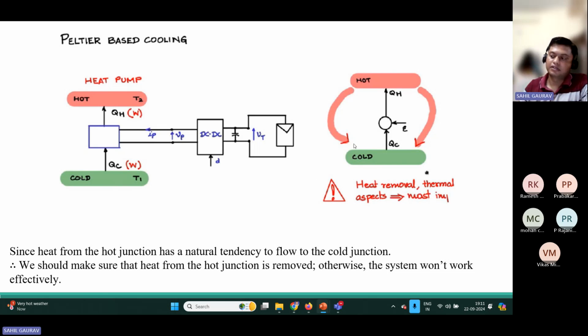Whenever you are installing this Peltier device, you have to make sure that whatever energy you have extracted from the cold body should be removed from the hot junction, or it should be dissipated. Otherwise, the system won't work effectively.